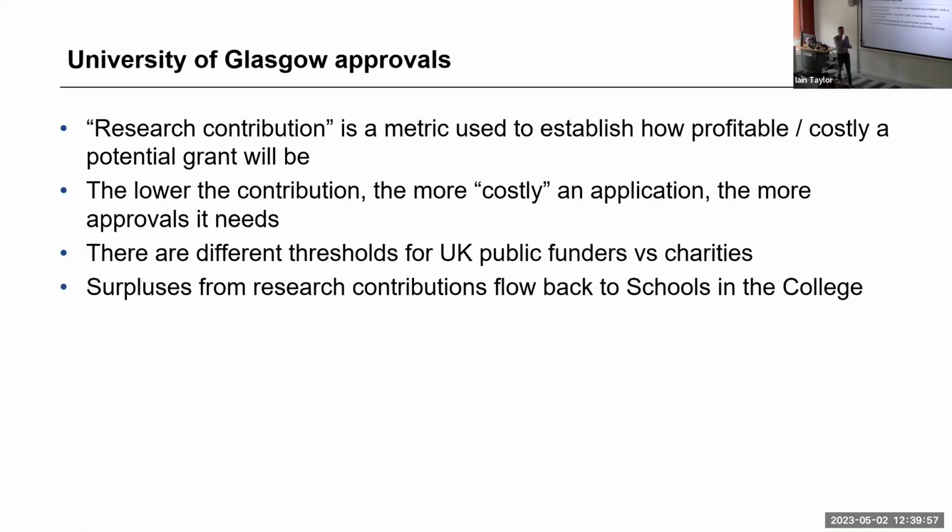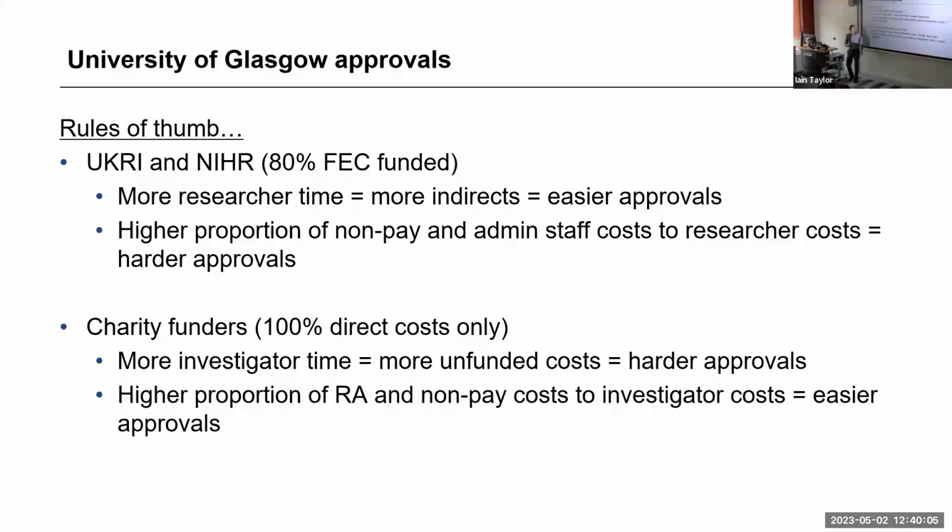There are a few rules of thumb that I was going to come on to about those. So generally, for UKRI and NIHR awards, the more researcher time, the more indirects, which equals easier approvals. The other way around, the less researcher time, the less indirects, and it tends to get harder to get the approvals. And by harder, I mean it might just go up the food chain and you find yourself having to write a case for Ian McInnes about why this should be going ahead.